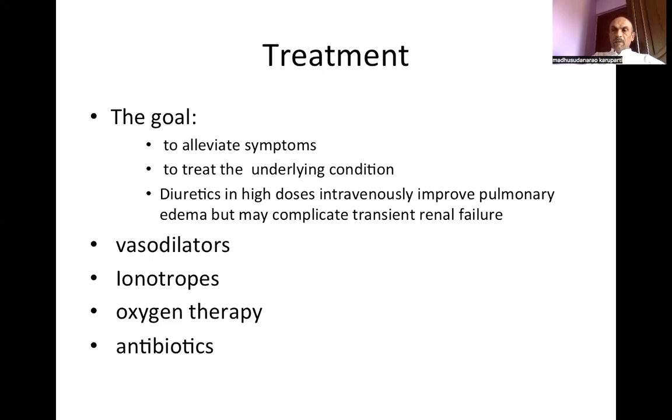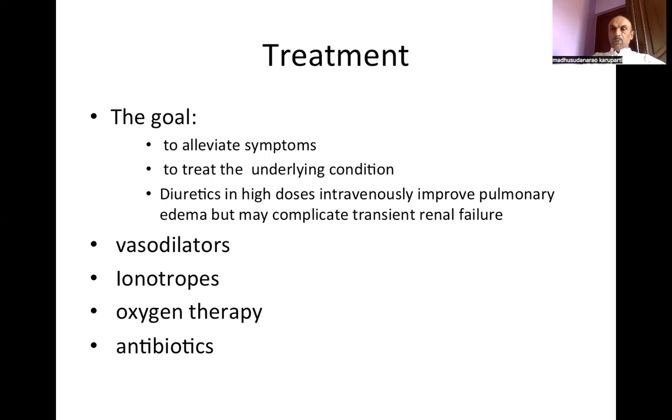simultaneously go to the emergency treatment. The goal is to alleviate the symptoms, put the patient on oxygen to alleviate hypoxia, then treat the underlying condition. Diuretics in high doses administered intravenously will improve the pulmonary edema. It may occasionally complicate with transient renal failure, but by and large, you give high doses of diuretics to improve the pulmonary edema at the point of care.